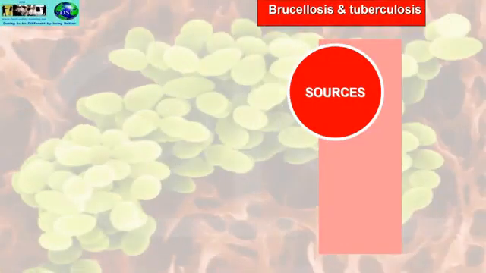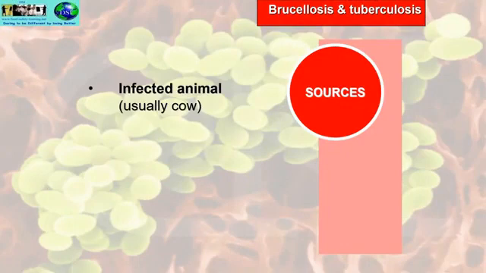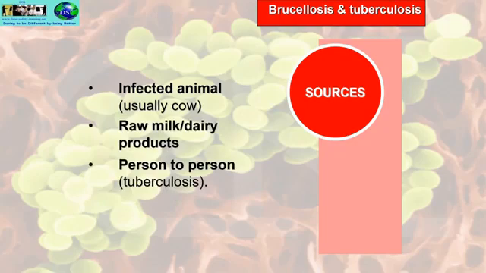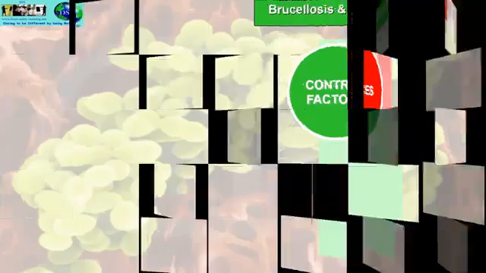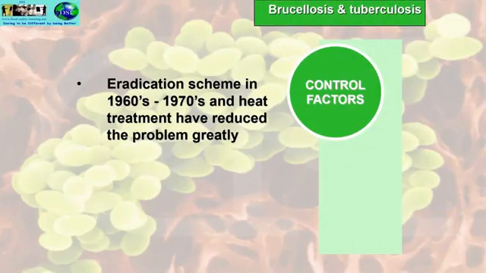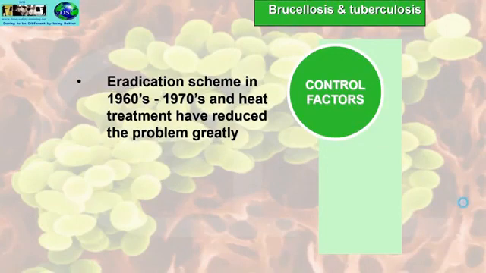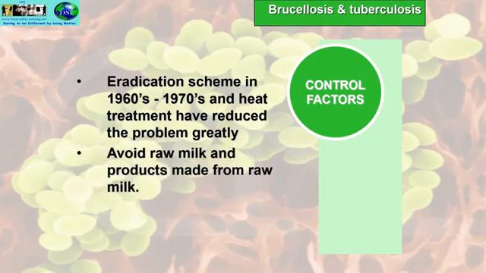Brucellosis and TB sources include infected animal, usually a cow, raw milk, dairy products, and person to person, which will bring on TB. Control factors: eradication scheme in the 60s and 70s and heat treatment have reduced this problem greatly. But still try to avoid raw milk and products made from raw milk.